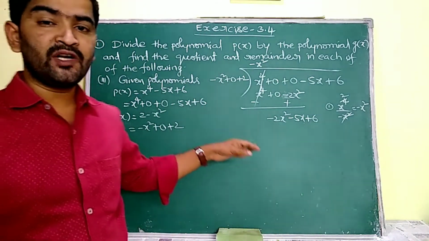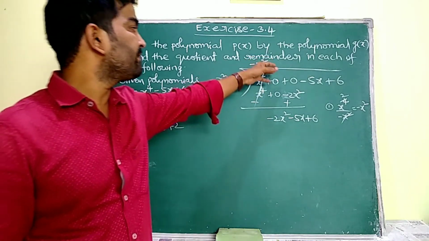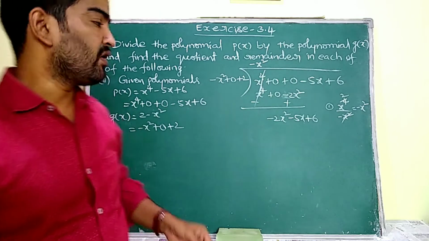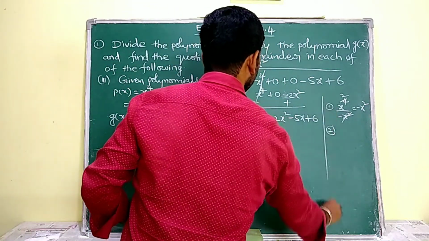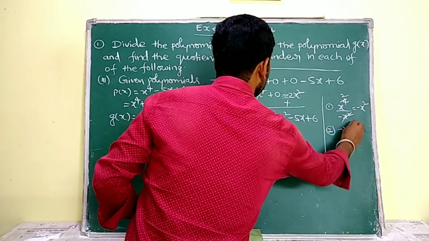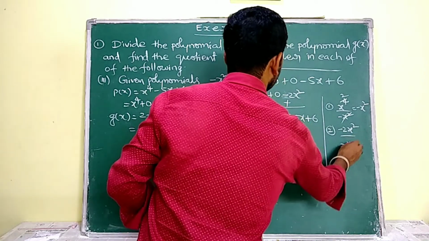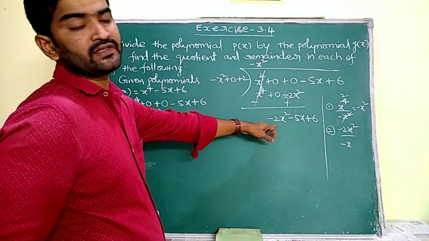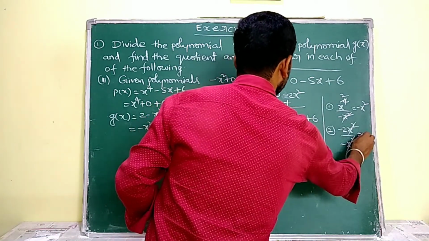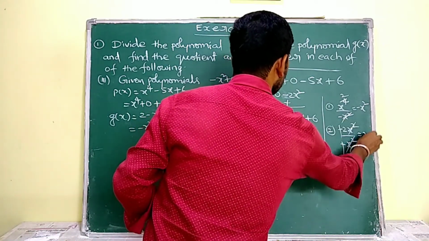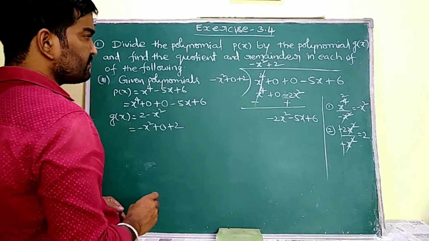In the polynomial division, you may carry any number of terms. Why? Because by writing plus 0 here, there is no change. So you have to calculate the second term of the quotient. For that you have to divide the first term of the dividend with the first term of the divisor. Here the dividend is minus 2x square minus 5x plus 6. So here 2x's and 2x's are going to be cancelled and minus minus are going to be cancelled. Then plus 2 is our second term of the quotient.